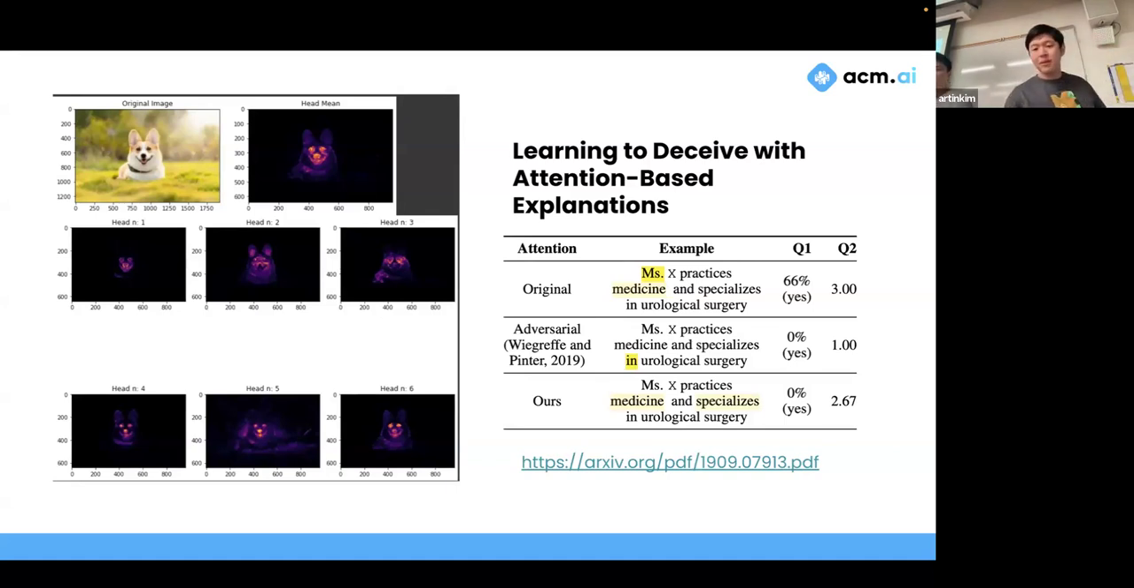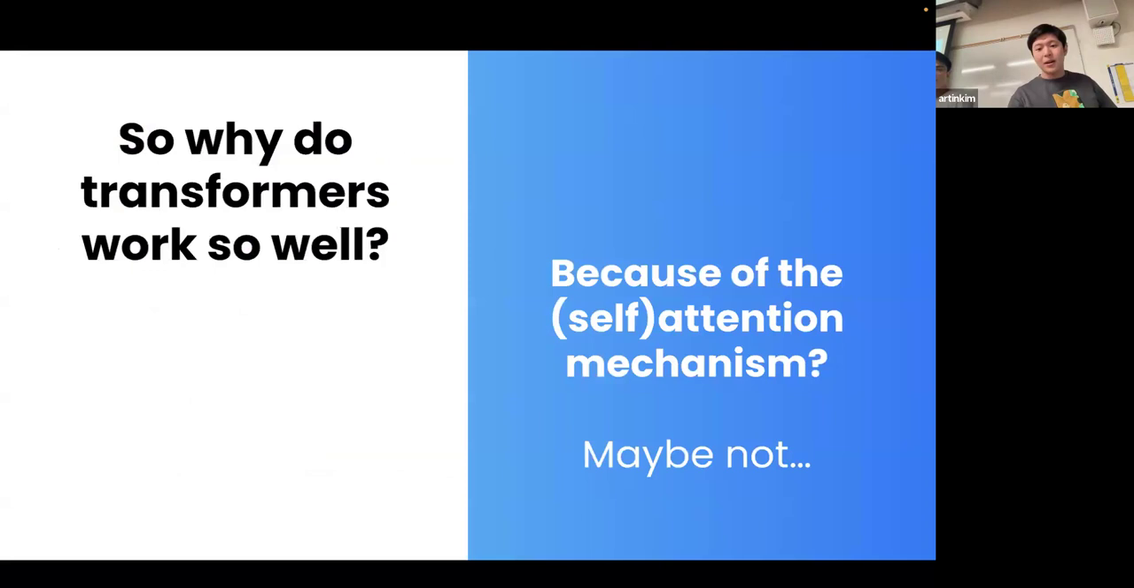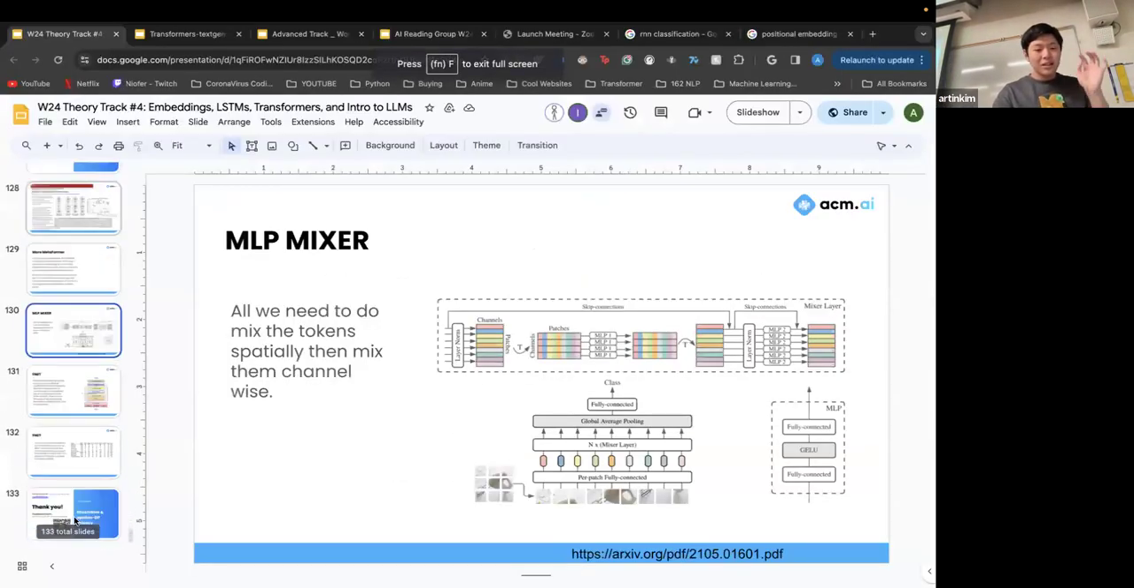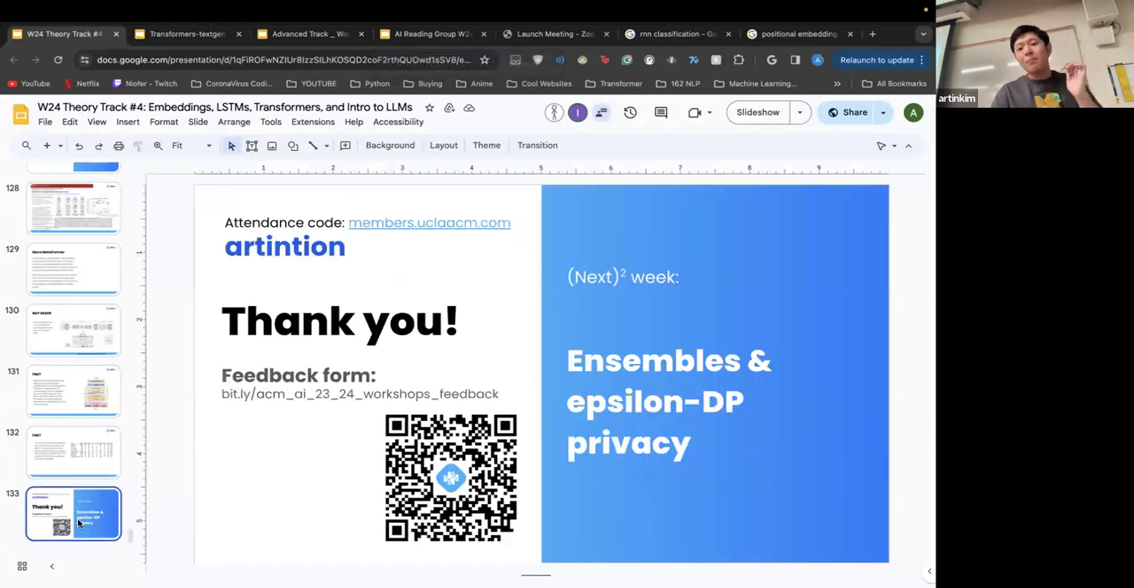But yeah, I think we're out of time for LLMs. Again, there are so many other things we can talk about for that. Basically, next week, it's actually in 2 weeks because of President's Day, we're going to talk about ensembles and differential privacy. It's going to be another one of our special sessions where you actually get to learn why ensembles work really well mathematically.